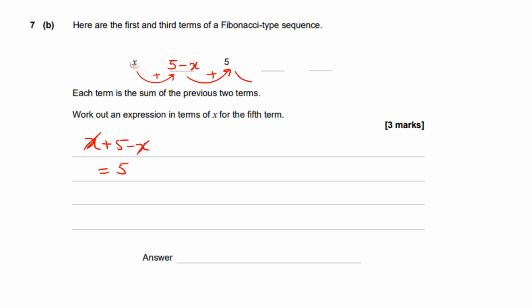In order for us to be able to find out the fourth term, we would have to do 5 plus 5 minus x. So if I do 5 plus 5 minus x, 5 and 5 will give you 10, minus x is 10 minus x. The next one is going to be 5 plus 10 minus x. So you've got a negative x there. So 10 and 5 is 15 with a negative x. So 15 minus x is your answer.